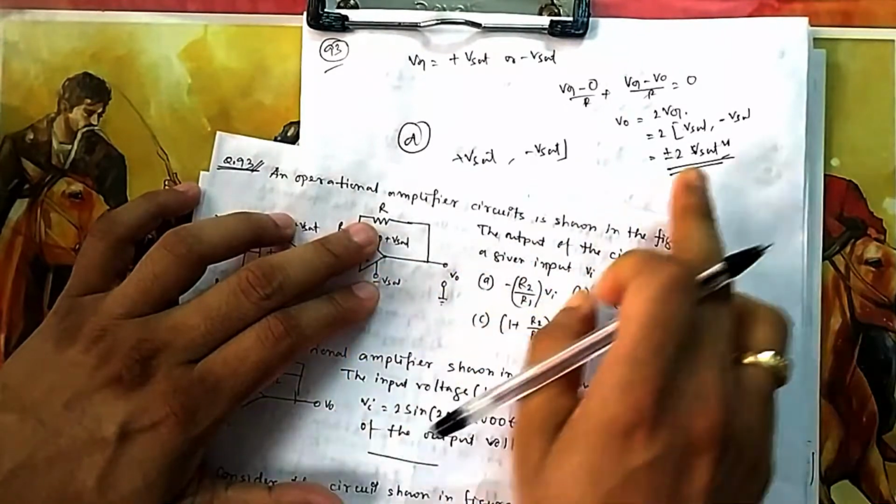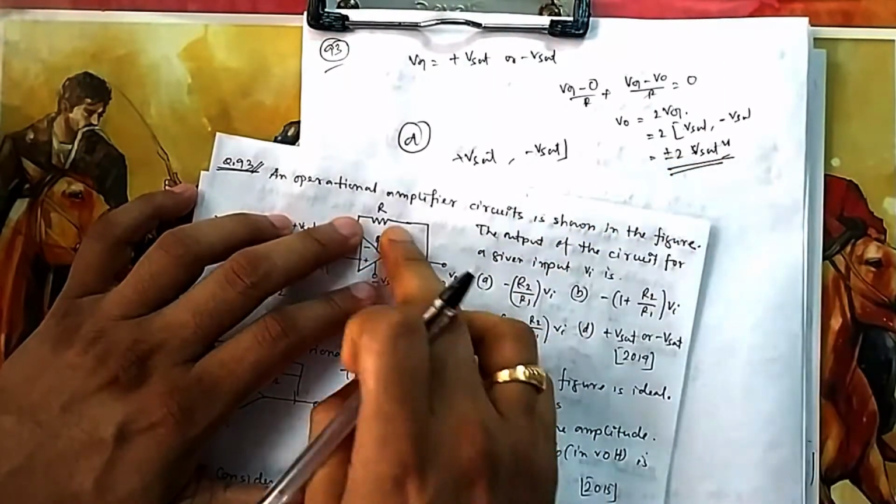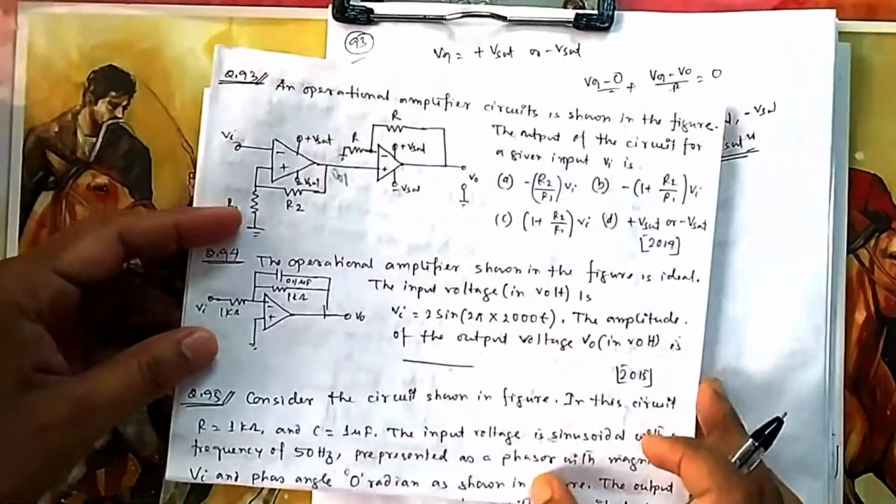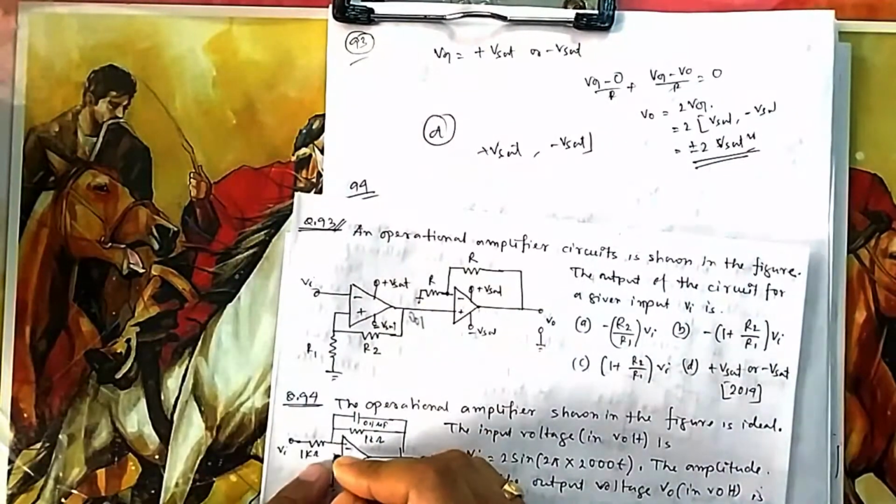So if this limit is more than that, then it can reach here. But if the limit is below that, then it will never reach there. It will reach here only. So again, if you take nodal here, it is 0.